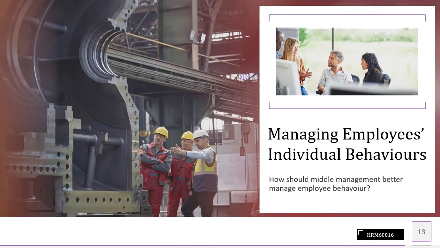So, as learned from the previous slide, if the wrong kind of behavior is exhibited by employees, it can result in some nasty consequences for organizations. Thus, it is essential for middle management to understand and manage employees' individual behaviors to ensure that their behaviors match organizational needs and are helpful in creating a workplace that also fosters positive attitudes in other employees. Let's dive into what managers or supervisors should do to better manage individual employee behavior.